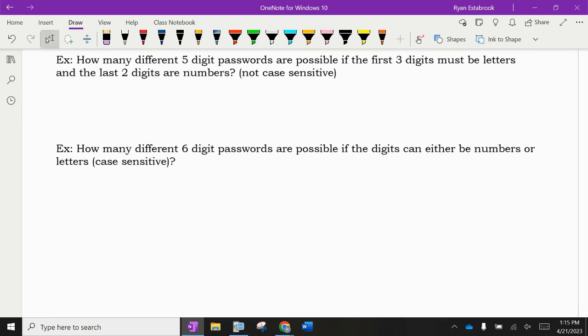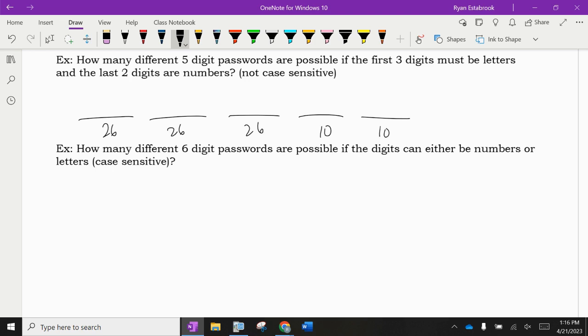Okay, next one. How many 5-digit passwords are possible? 1, 2, 3, 4, 5, if the first 3 digits must be letters and the last 2 digits are numbers. This time it says not case sensitive, so A and a are the same thing. My bad, I'm getting to the next one already. So how many possibilities for the first one? Next one. Next one. Next one.